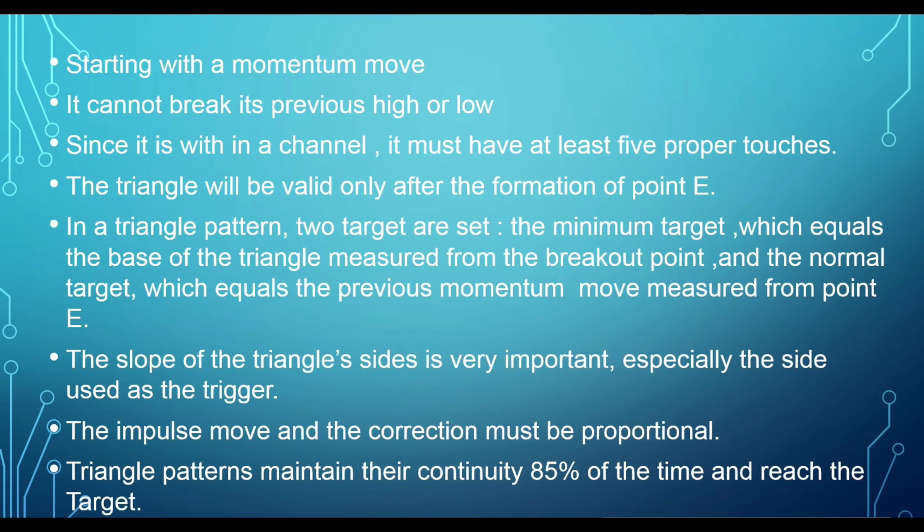The slope of the triangle sides is very important, especially the side used as the trigger. The impulse move and the correction must be proportional. Triangle patterns maintain their continuity 85% of the time and reach the target.